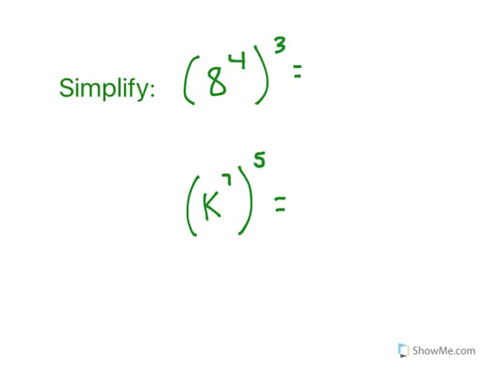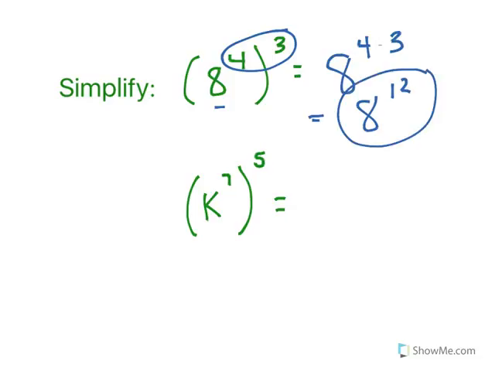This says simplify a to the fourth power to the third power. So we're just going to bring over the a, and then 4 to the third, so we're going to say 4 times 3. So that's going to be a to the 12th power.